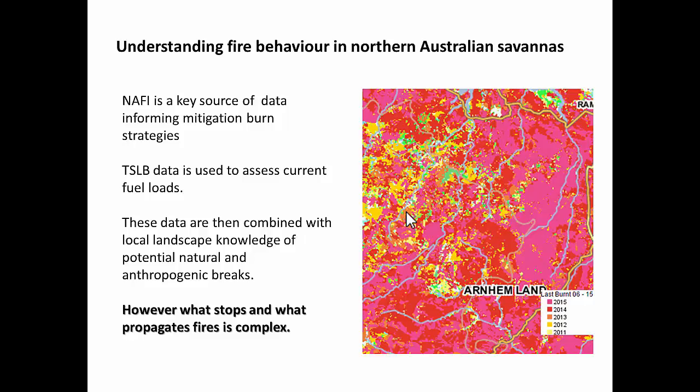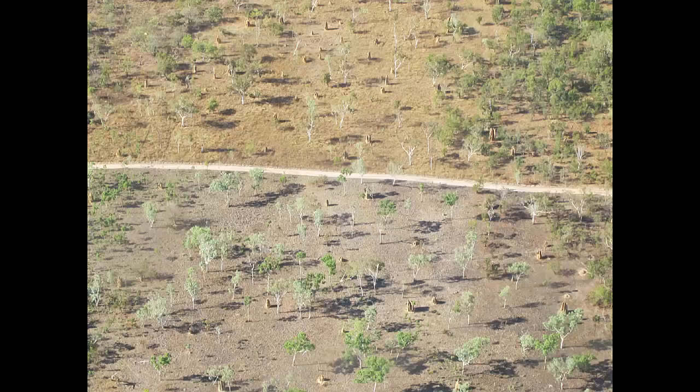So you can see an example on the right there, and it shows how long since a bit of country was burnt. Based on that, the fire managers think about the fuel load accumulation in those areas and use that as part of a suite of local knowledge to base their implementation of their early incendiary burns. However, what stops and propagates fire in these landscapes is a lot more complicated than that.